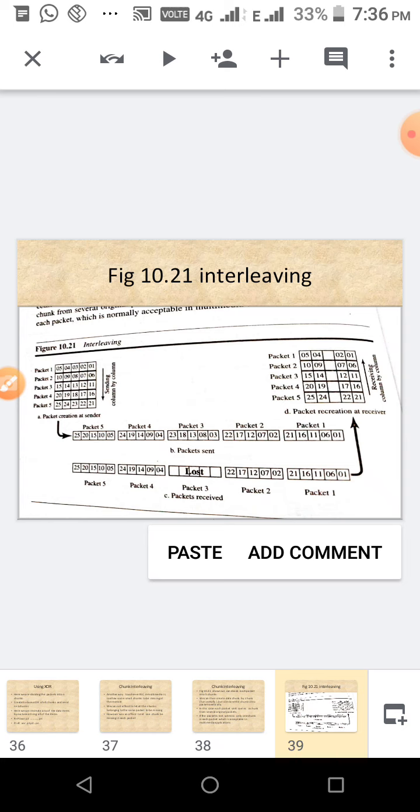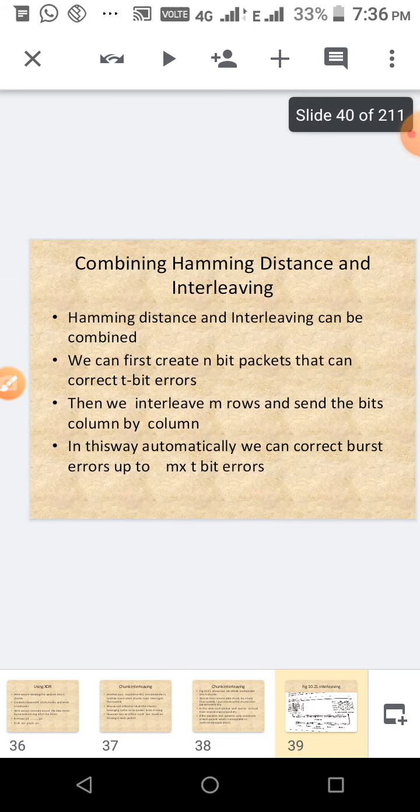The actual order of the packets is 5, 4, 3, 2, 1. We are not sending them as they are, but combining chunks from different packets and sending them in vertical order, so it will reduce the loss of chunks. If we lose one chunk, it won't affect the whole packet. If you send as it is, the whole packet will be damaged. So to avoid that, instead of sending horizontally, we send vertically by combining chunks from every packet. Okay, this is the concept of interleaving.